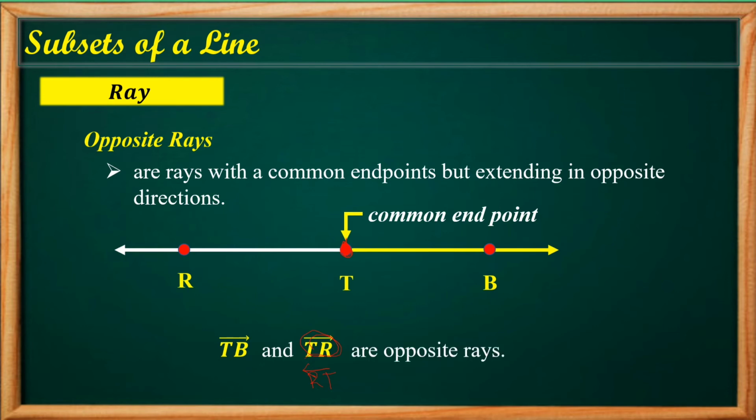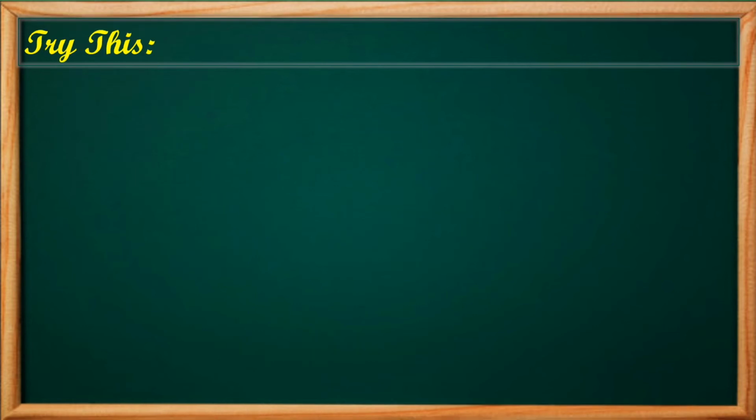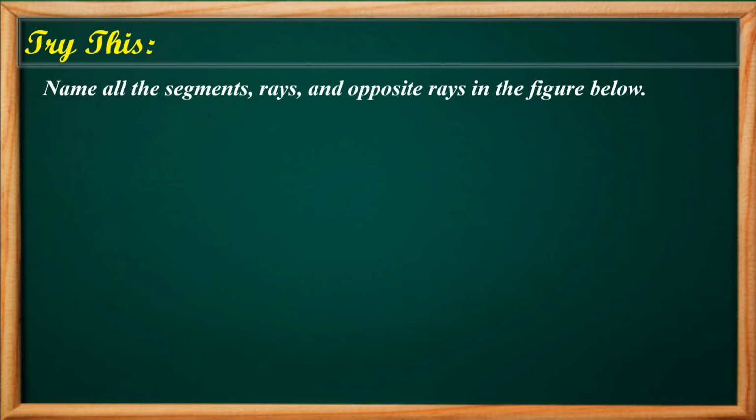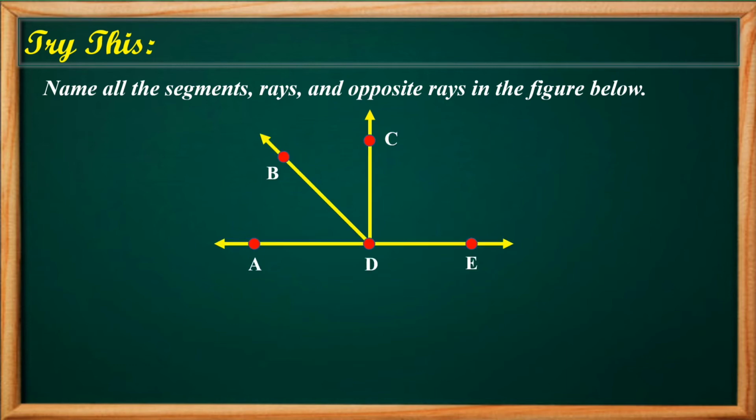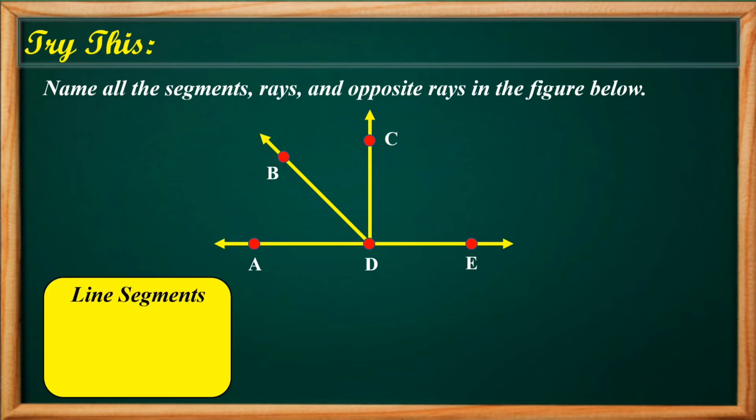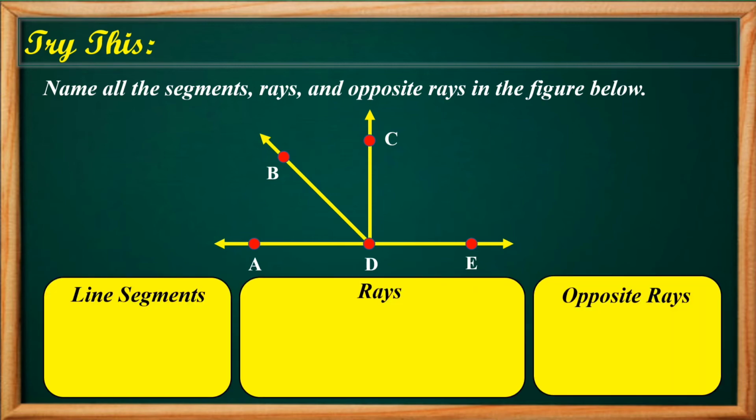Now, let's try this. Name all the segments, rays, and opposite rays in the given figure. Okay, example, this would be our given figure. Sir, nakakalito. Find the line segments, what are the rays, and what are the opposite rays. Okay, first, line segment. Remember, kapag sinabi natin line segment, we talk about two endpoints. Marami dyan. Una, AD. Okay? Meron tayong AD.